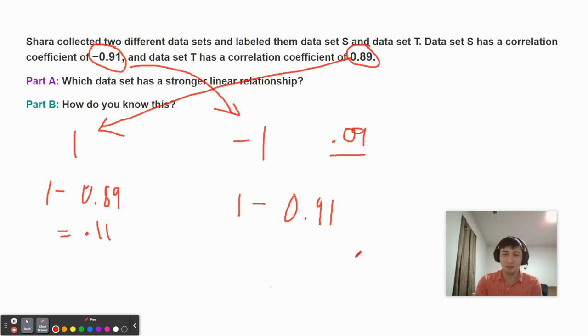So, all of this work here does go into the how do you know this? Again, we know that dataset S has a correlation coefficient of negative 0.91, and it has a stronger linear relationship because the coefficient is closer to negative 1 than the other one is to 1.